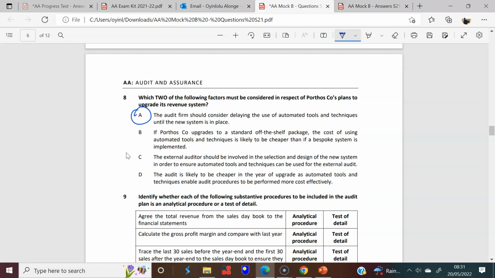So that makes sense. And of course, we do have standard off the shelf packages, and those are definitely, of course, 100% cheaper than a bespoke system. But you should in no way be part of the implementation of that system, and it is not quite true. It is unlikely that the audit will be cheaper. It doesn't really work. So A and B are your best answers.